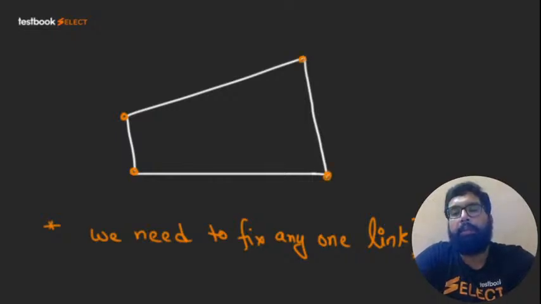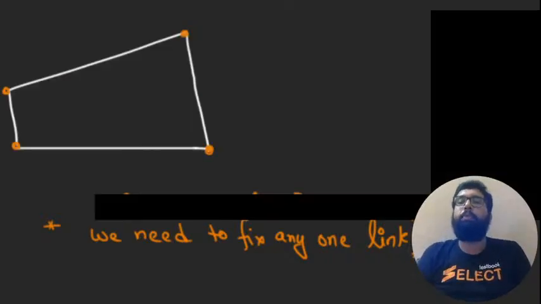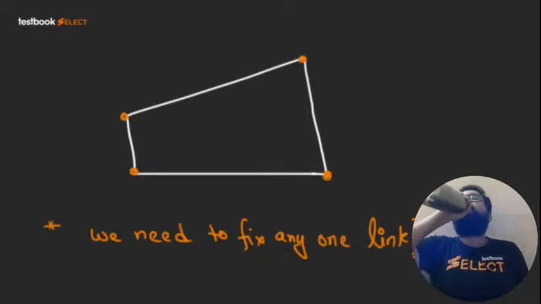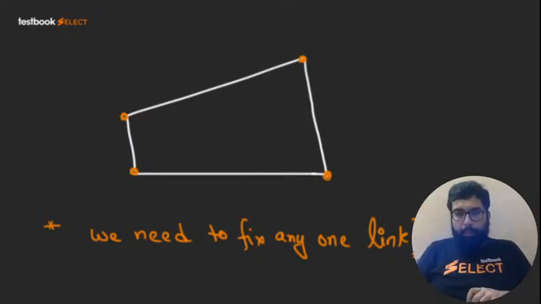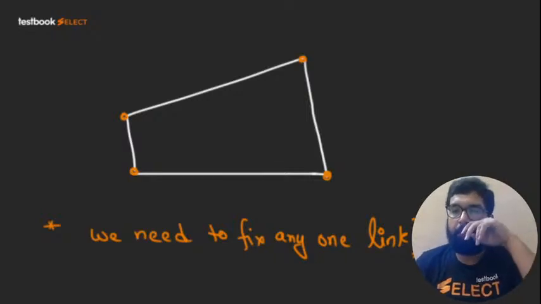Now, can you tell me which link needs to be fixed here? So sir, definitely, as we are engineers, decision making is our job. What is the work of an engineer? The work of an engineer is to decide what to do. Now we need to fix any one link. Now the question is, which link is to be fixed here?